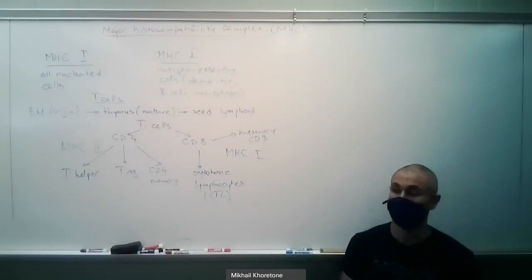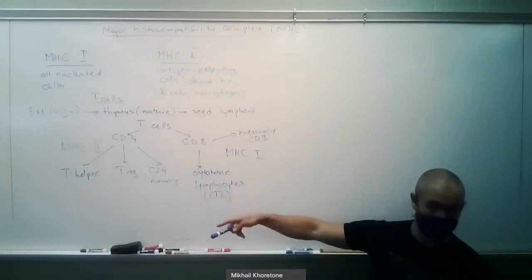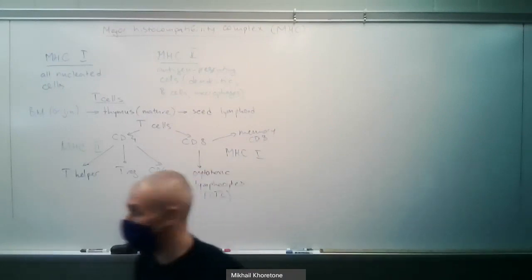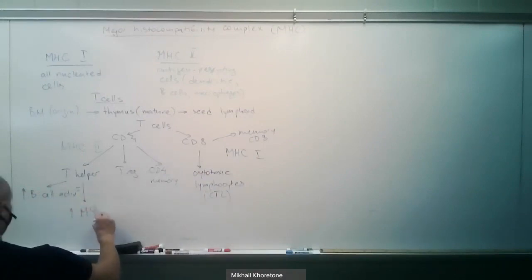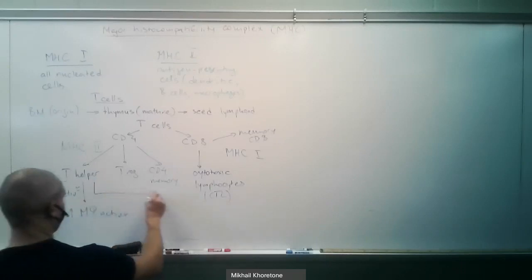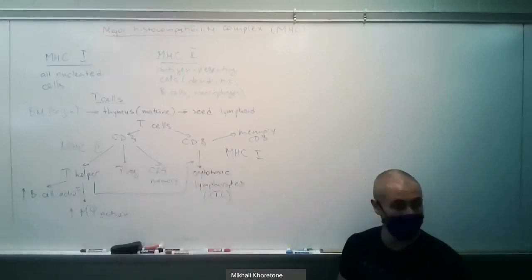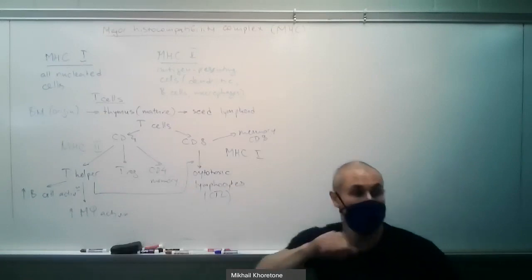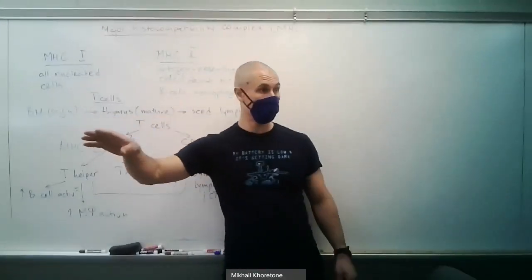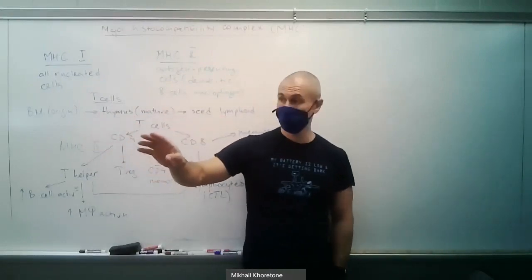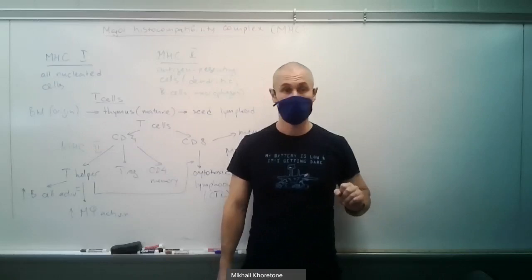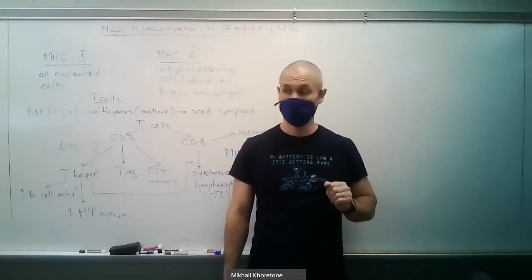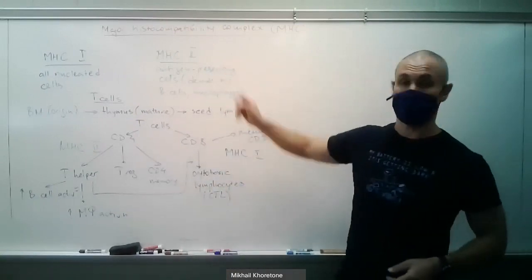Now, the most important part really is what T helper cells can do and what cytotoxic T lymphocytes can do. So T helper cells can increase B cell activation, they can increase macrophage activation, and they also help to activate CD8 T cells. Actually, I'm going to reassign the roles. So, Elise is still the CD4 T cell, okay? That makes sense? Katie will be the CD8 T cell. And Amanda is going to be the B cell. And I am a dendritic cell.